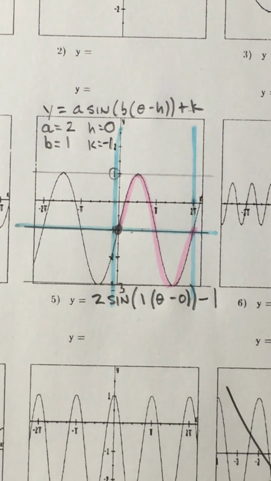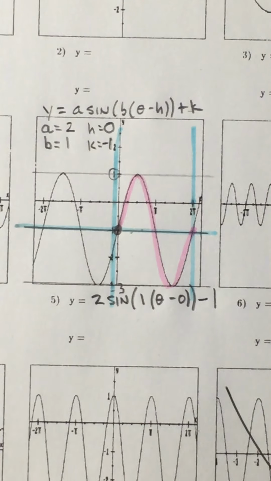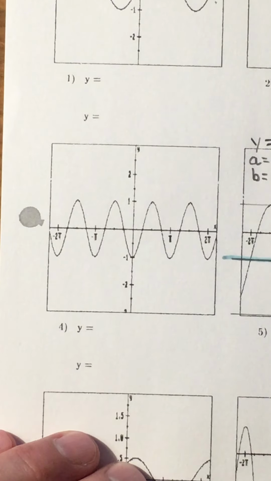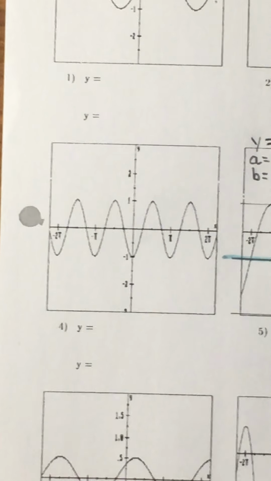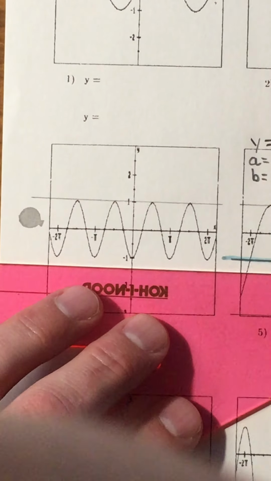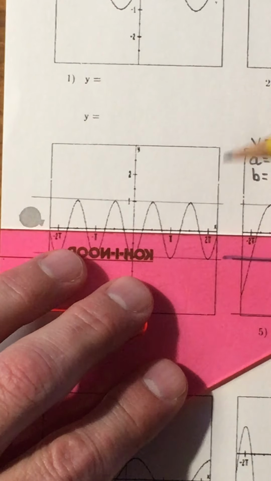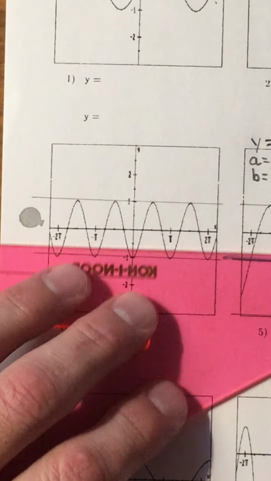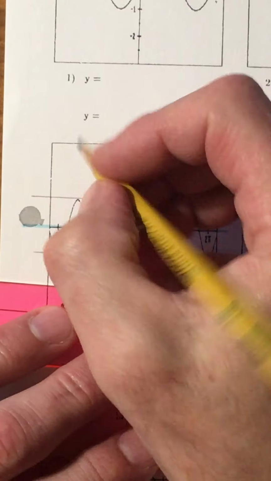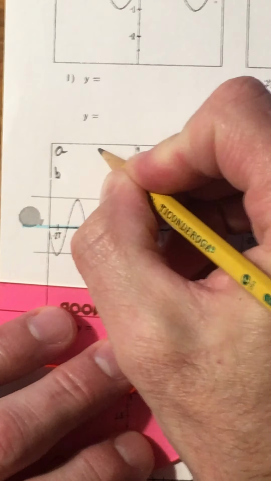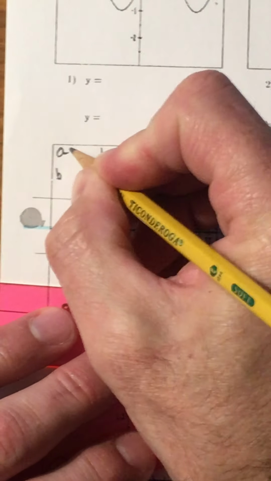I'll tell you what, let's do one more. Let's go sideways to number 4, and let's do this one. And we're going to follow the same process again. What we're going to do is let's find the max, let's find the min, and then we want to find the middle, which is right there. Okay, so A, B, H, K.